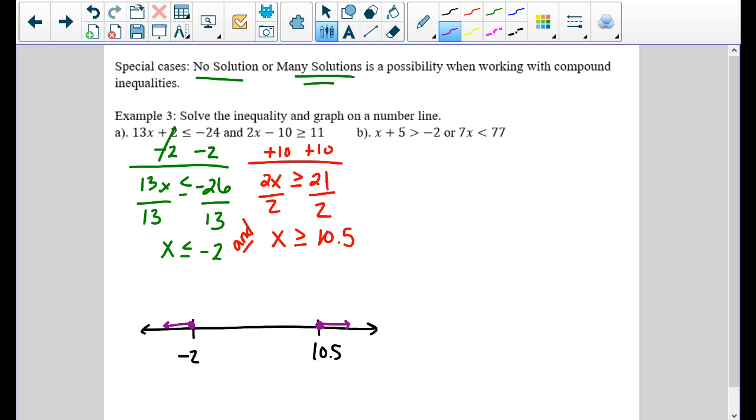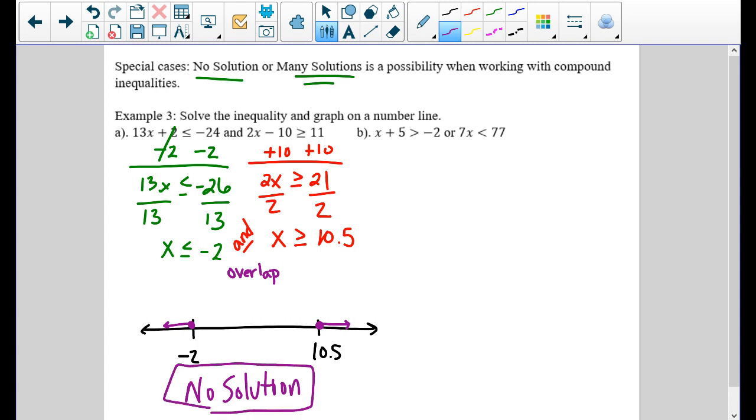Now, remember, and is overlap. Both have to be true. Do I have any overlap? No. Since there's no overlap, this answer is no solution. Both have to be true, and since neither one overlaps each other, there are no values that satisfy both. So that's your no solution.